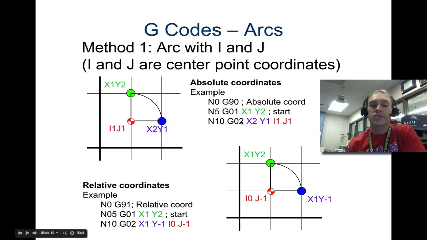If we had made this a G03, going counterclockwise, it would have drawn all the way around like this, because it's still going to this point around the center. So that gives you an idea of how you might make a curve.